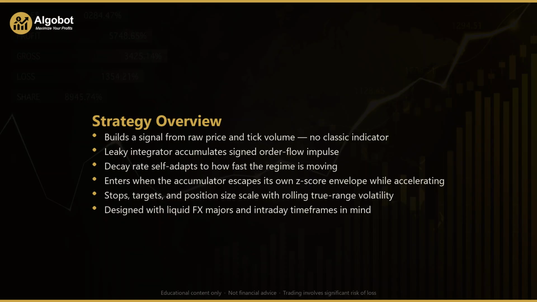The strategy is looking for sustained, one-sided pressure that the opposing side has not yet absorbed. It doesn't want a single dramatic candle. It wants a genuine, building imbalance. To measure that, it wraps the accumulator in a rolling Z-score envelope, comparing the current value to its own recent average and spread. A signal is only considered when the accumulator pushes well outside that envelope and is still accelerating in the same direction. Everything about risk is self-computed from a rolling, true-range measure of volatility.